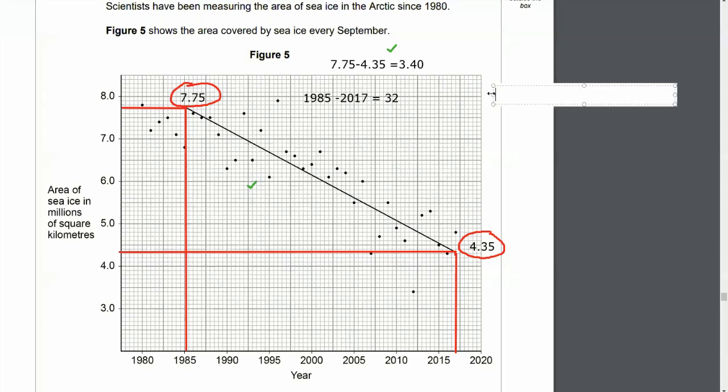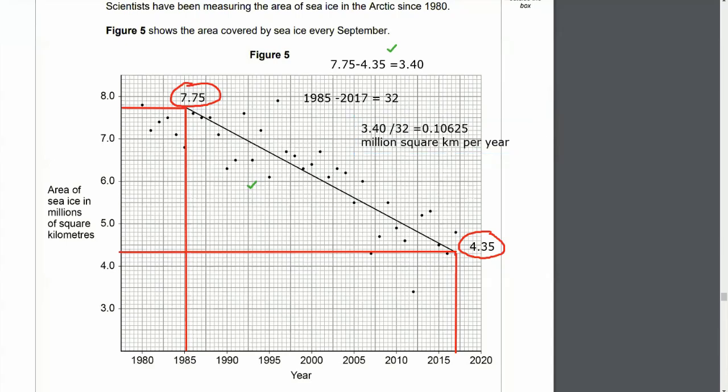So we need to do 3.40 divided by 32, and that is going to give us our rate. And let's see what we get there. 3.4 divided by 32. We are going to get 0.10625 million square kilometers per year. So yeah, the unit is already written out down below, but I'll write it again down here, million square km per year. That is the rate. Awesome.